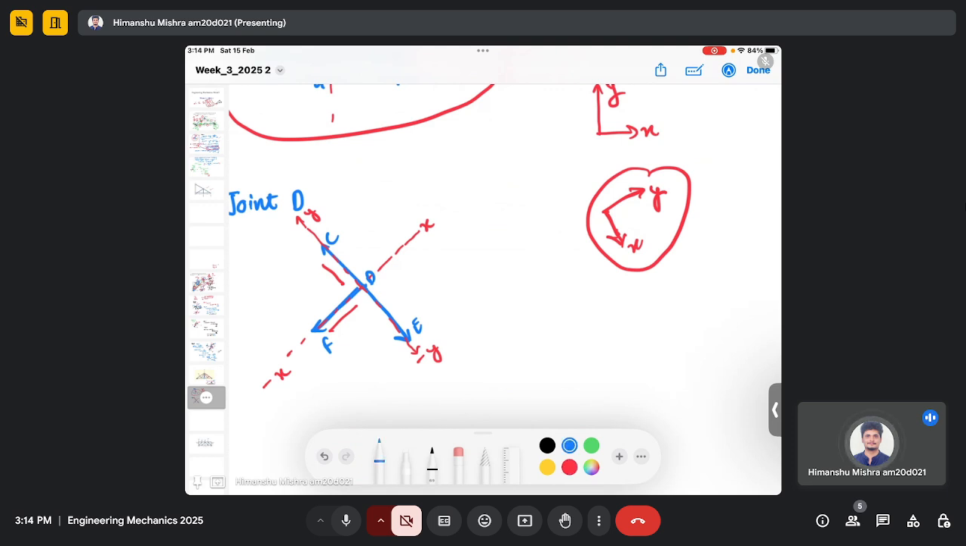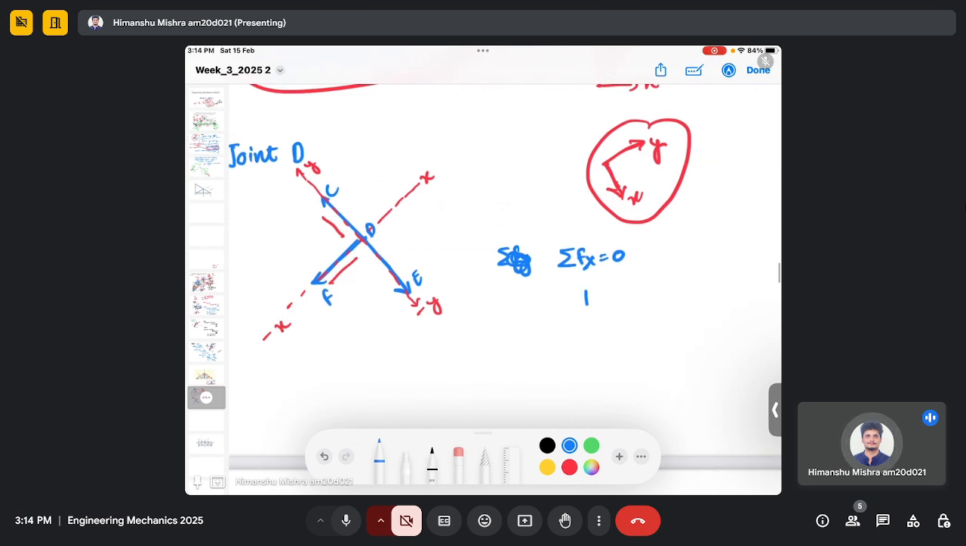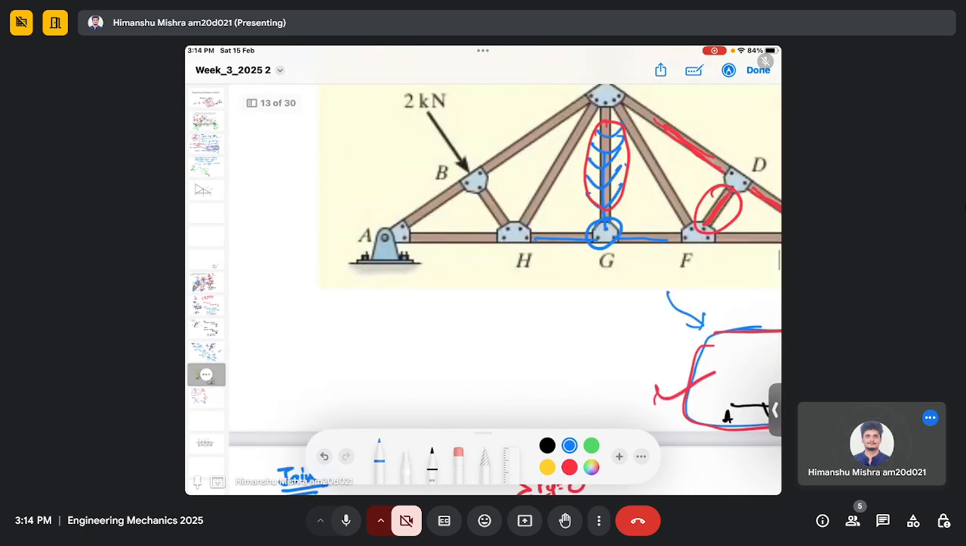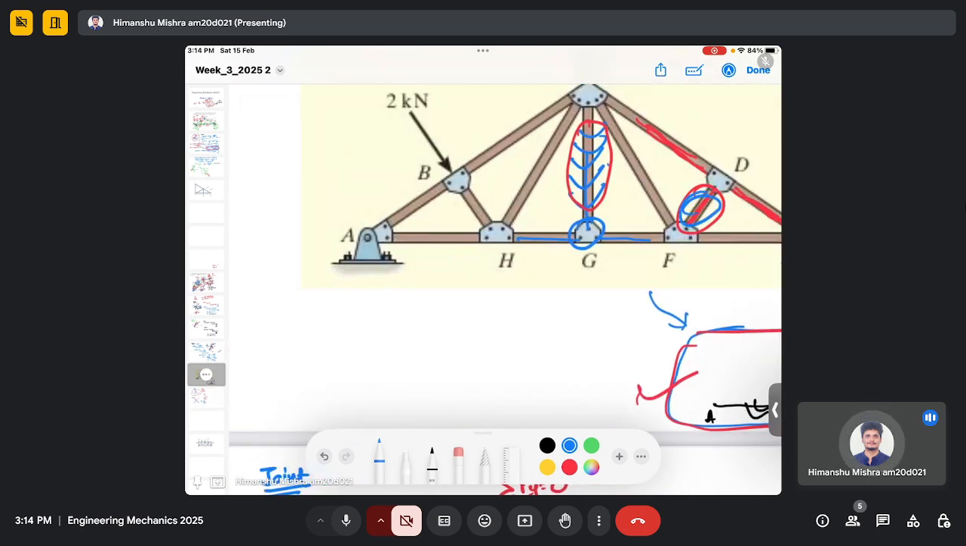So again, if we write the equation or do the summation of force along the x-axis, then you can see that the force in FD will be 0, because there is no other component of force in the x-axis beside the force in FD. So straightforwardly you can tell the force in the member FD will be 0. So again this will be your zero force member.